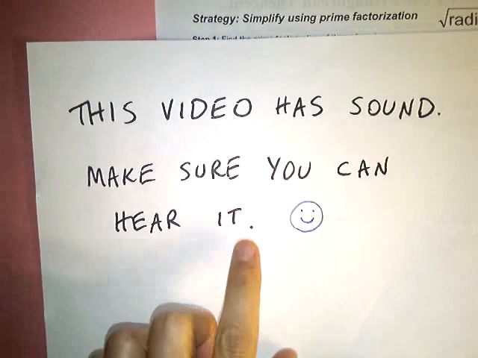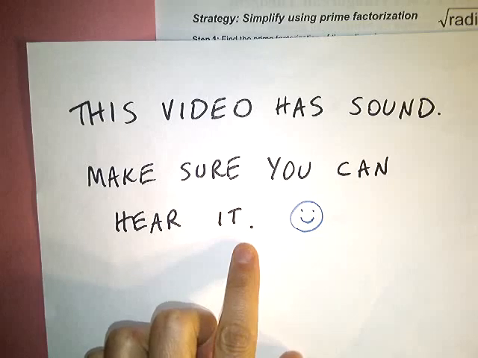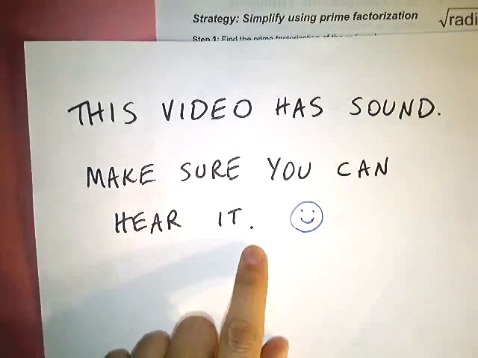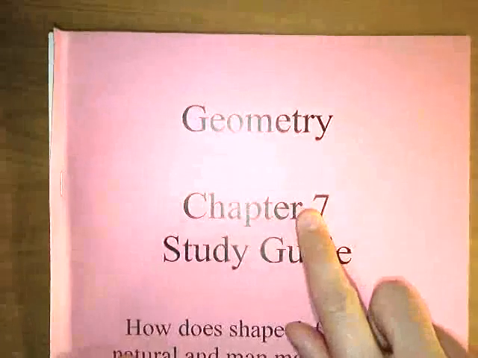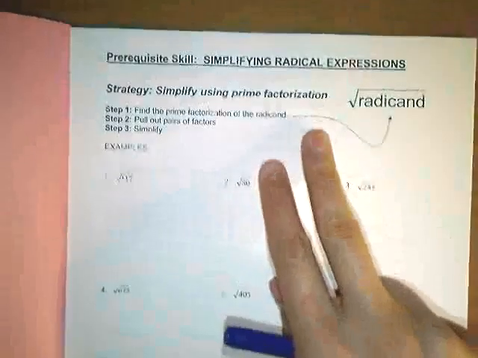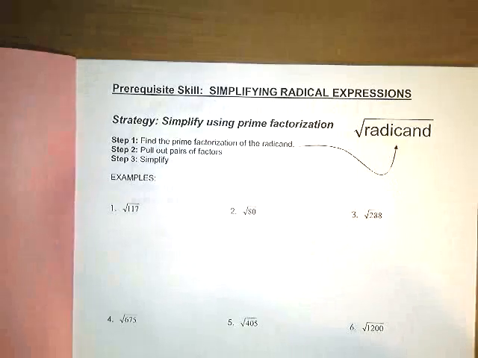Everybody, hopefully everyone can hear the sound in this video, or they're reading this sign and trying to get the sound up and working. This is just an extra practice skill before we start Chapter 7 in geometry. We've practiced this skill before earlier in the year, but this is just another review of how to simplify radicals.